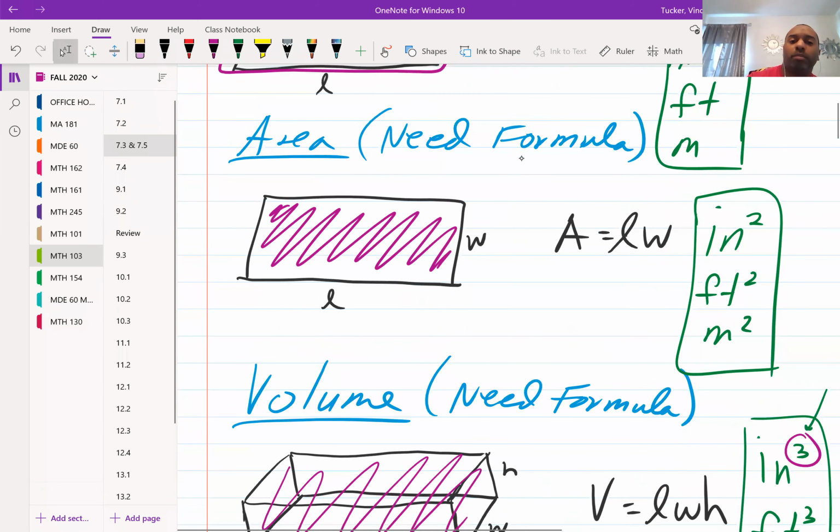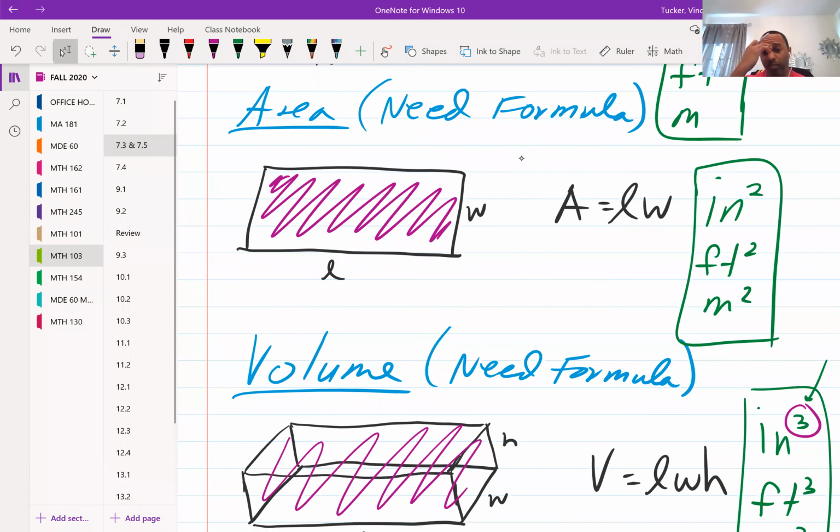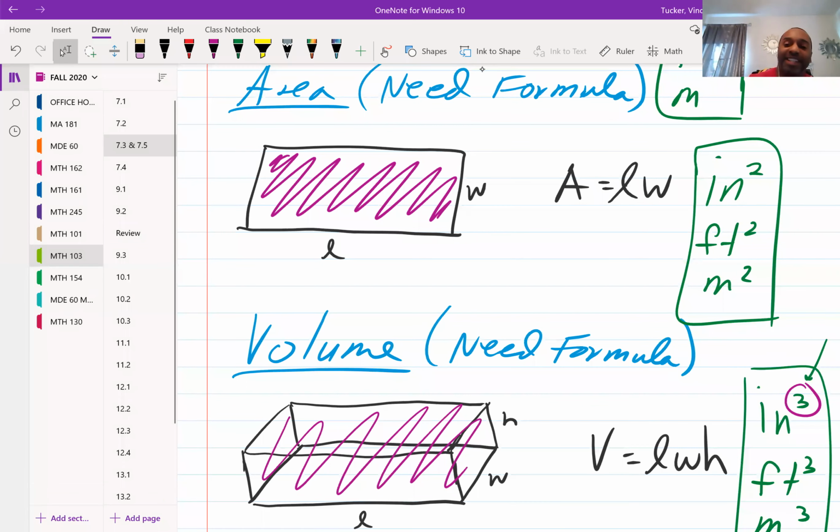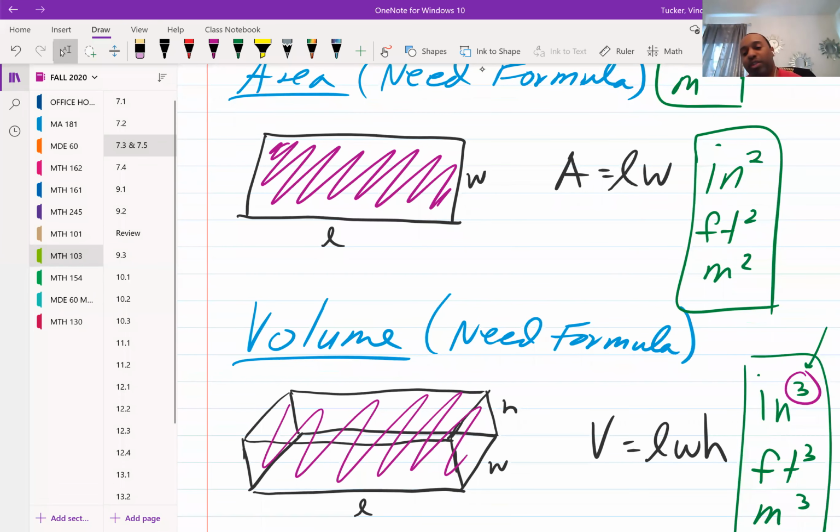And then when you talk about the volume, you need a formula for the volume as well. And that's the amount of space that a shape takes up three-dimensionally. So that's going to be length times width times height. So area is the amount of space a shape takes up two-dimensionally. The volume is the amount of space a shape takes up three-dimensionally.